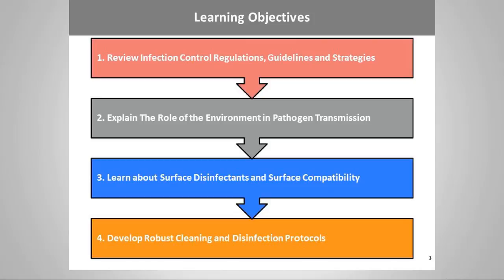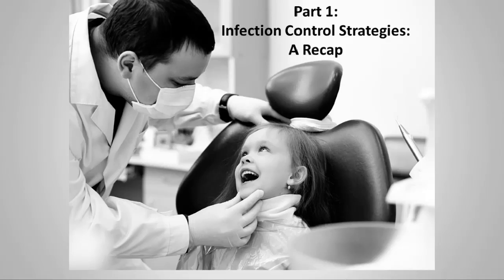First of all, what are we going to talk about? Well, some of the learning objectives: we're going to review the infection control regulations and guidelines, and even for those of you that are in other countries, these guidelines are quite consistent with many of your regulations and infection control guidelines as well. So please don't think these are just for the United States. We're going to talk about the role of the environment in the transmission of pathogens, learn about disinfectants and surface compatibilities because we all have a lot of valuable equipment that we don't want to damage, and actually develop cleaning and disinfection protocols so we get some consistency in your practice.